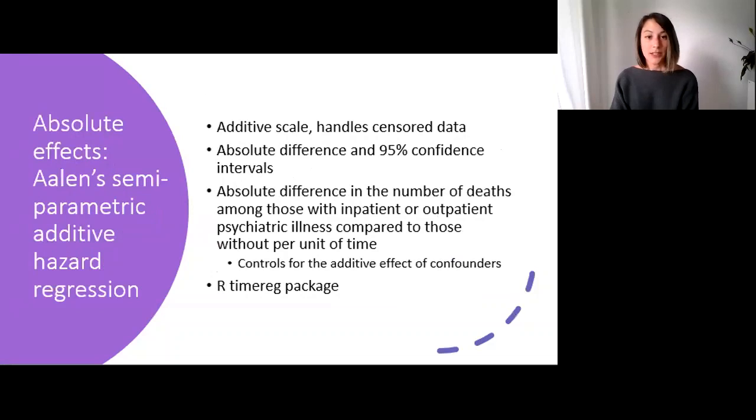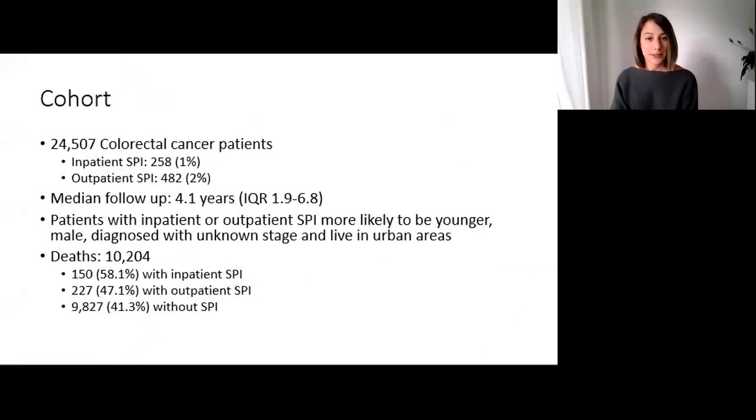And then to calculate the absolute effects, we used the Aalen semi-parametric additive hazards regression model. This model handles time to event data, but does so on the additive scale. So we get an absolute difference with a 95% confidence interval, and this can be interpreted in this case as the absolute difference in the number of deaths among those with inpatient or outpatient psychiatric illness compared to those without per unit of time. And it controls for confounders on the additive scale. We use the R timereg package to come up with these estimates.